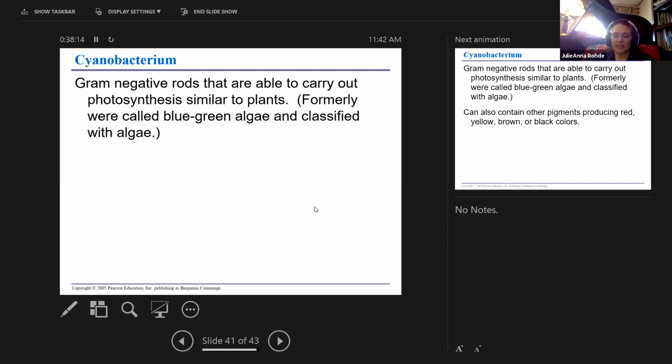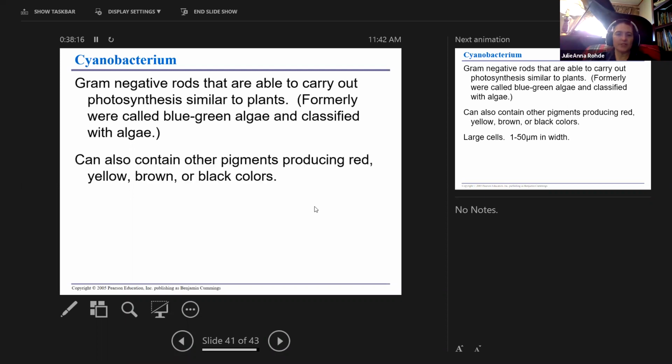And they can photosynthesize. Again, we used to think they were blue-green algae. They do have chlorophyll. All of them contain chlorophyll, a green pigment. You cannot photosynthesize if you don't have chlorophyll embedded in your membrane.